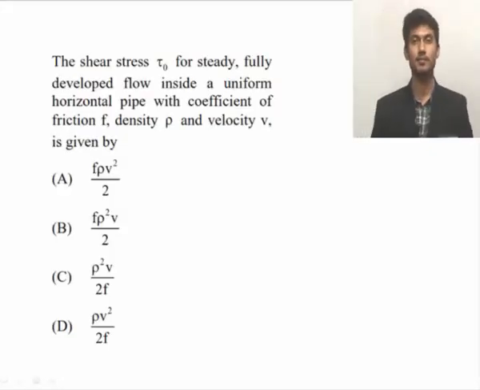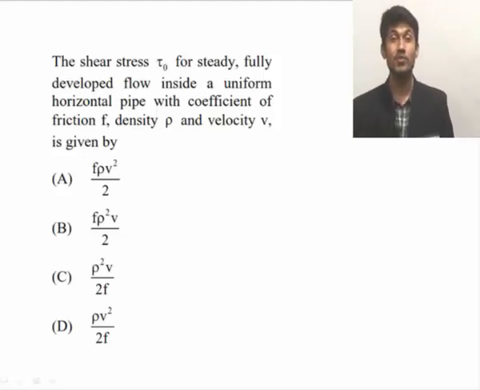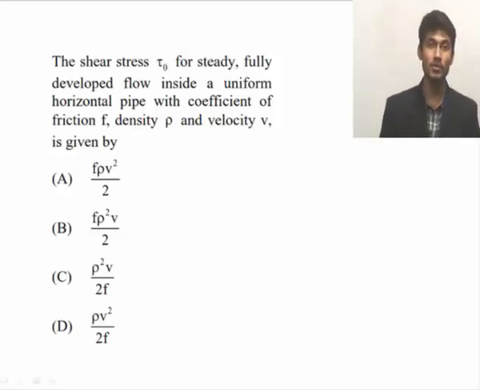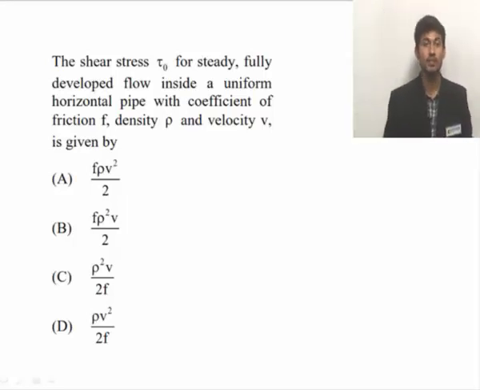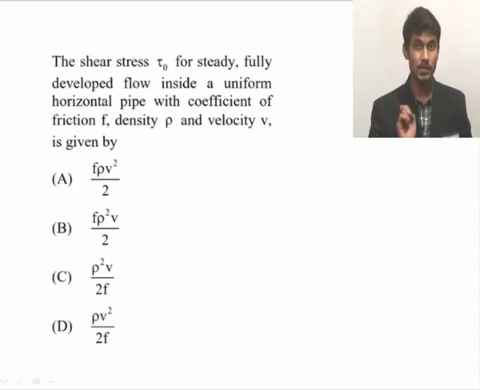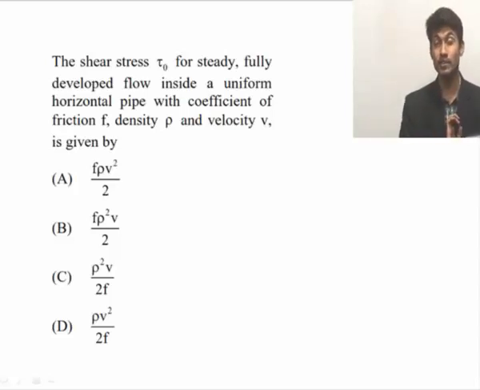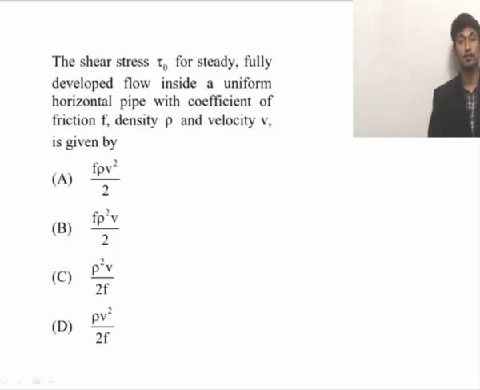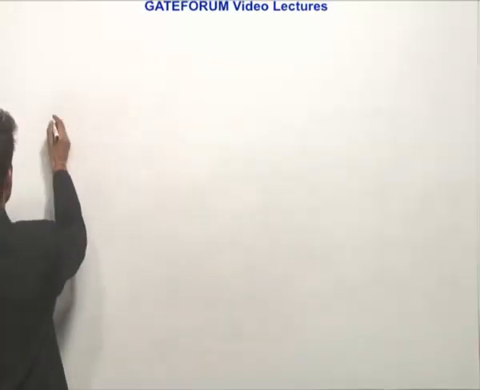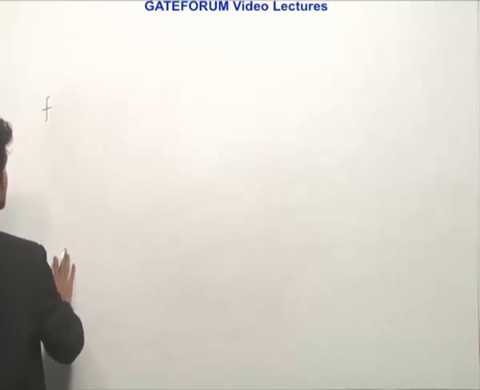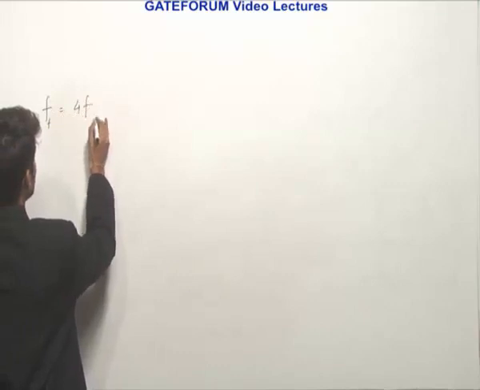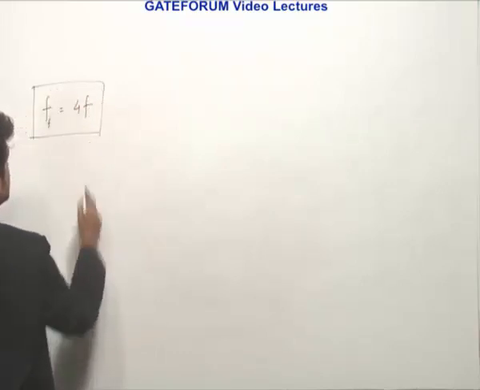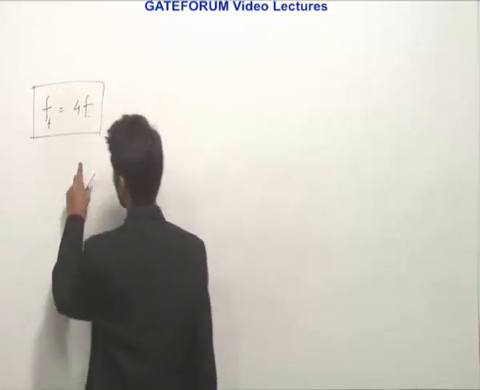The shear stress tau naught for steady fully developed flow inside a uniform horizontal pipe with coefficient of friction F, density rho and velocity V is given by. Four options are given. A very important term here is coefficient of friction F. It is not friction factor, it is coefficient of friction. So we have a relation of coefficient of friction with friction factor: the friction factor should be 4 times the coefficient of friction. This is what I should remember.